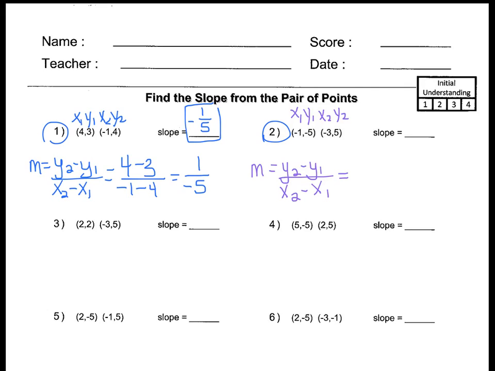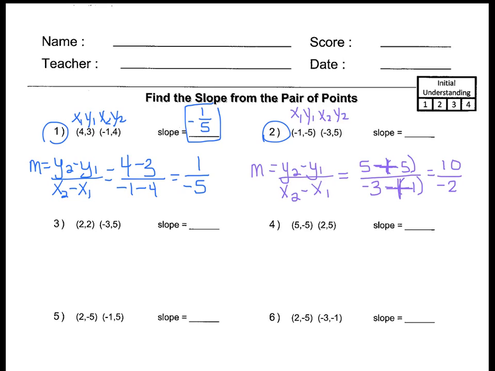So our y2 is 5 minus our y1 is -5, over our x2 is -3 minus our x1 is -1. Our next step, 5 minus a -5 becomes a plus sign. So that gives us 10. And then we have -3 minus a -1 becomes a plus sign. And that's going to give us -3 plus 1. Different sign, subtract. Keep the sign of the higher number. -2.